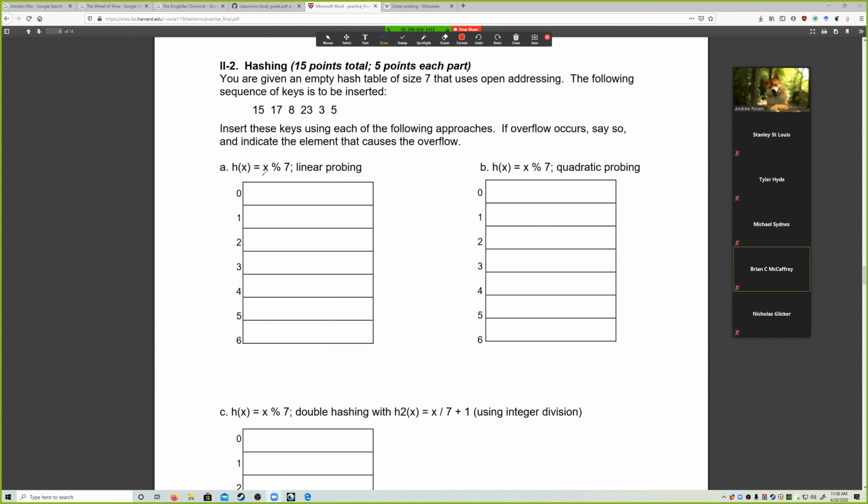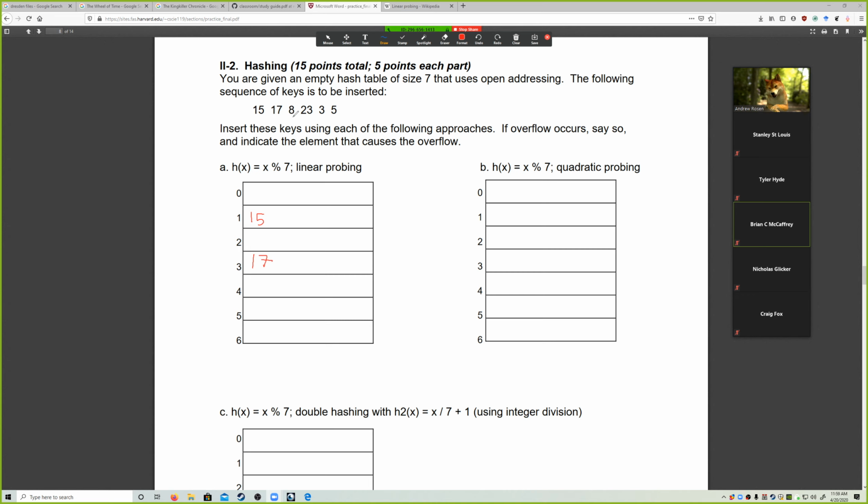So 15 mod 7 gives us... which index will this go to? Doing this hash function tells us where it's going to go in the table. 15 mod 7 is 1. So 15 is going to go here. Right? 17 mod 7. We can go up to 14. 17 minus 14 is 3.